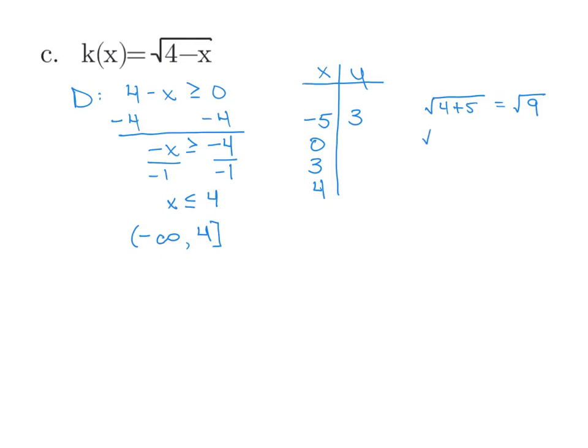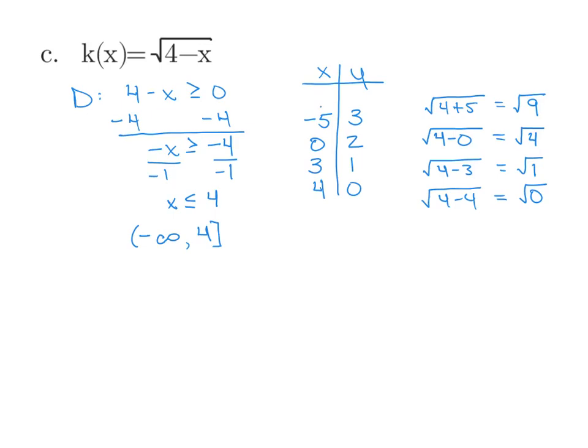If we plug in 0, we get 4 minus 0, or the square root of 4, which is 2. If we plug in 3, 4 minus 3, or the square root of 1, which is 1. And the square root of 4 minus 4 is the same thing as the square root of 0, or 0.